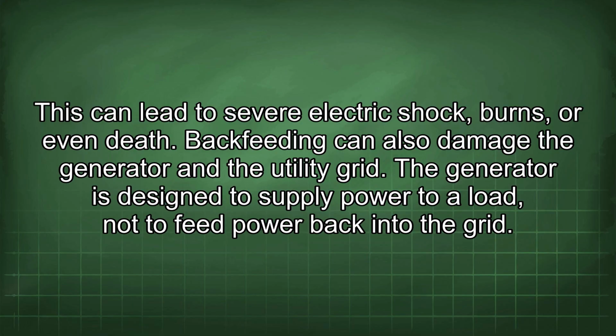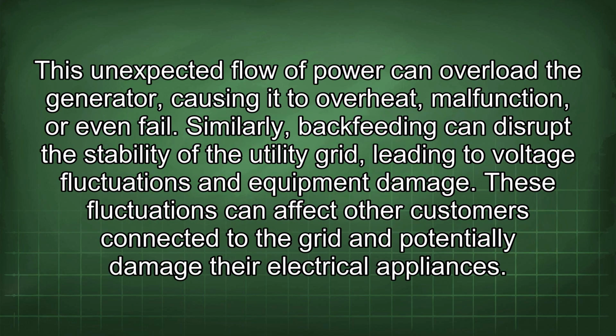Backfeeding can also damage the generator and the utility grid. The generator is designed to supply power to a load, not to feed power back into the grid. This unexpected flow of power can overload the generator, causing it to overheat, malfunction, or even fail. Similarly, backfeeding can disrupt the stability of the utility grid, leading to voltage fluctuations and equipment damage.